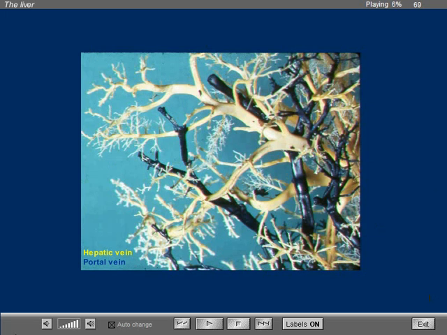Here is a close-up of a right lobe of the liver where we can see in yellow the hepatic veins and the portal veins in blue. Note that the yellow vessels form about a 90-degree angle with adjacent branches of the portal vein. So the branching of the portal vein and the branching of the hepatic veins are in different directions and course.